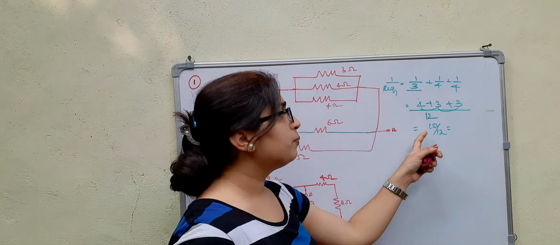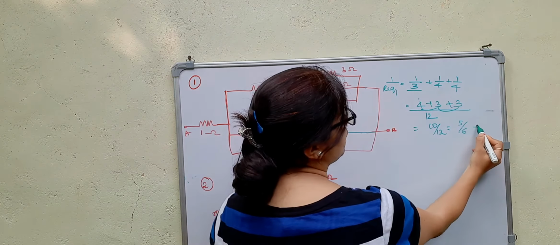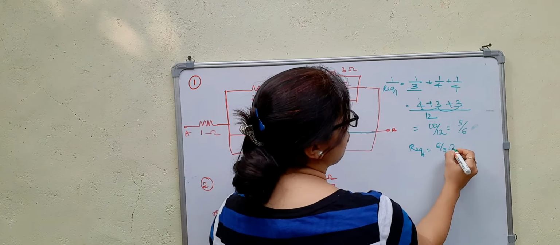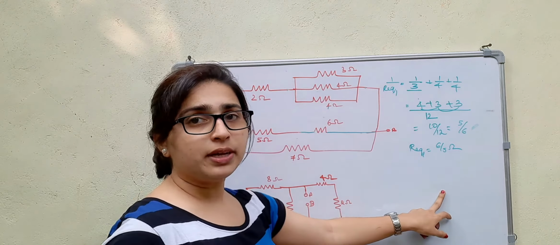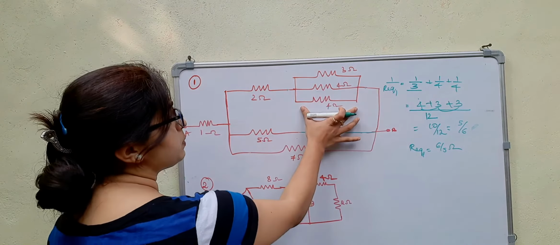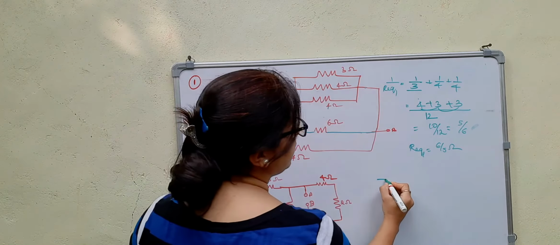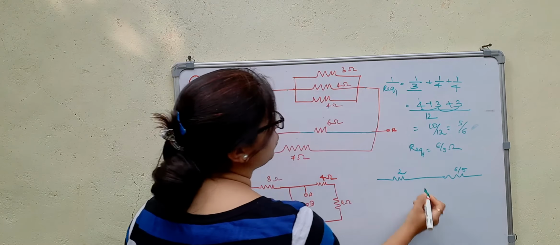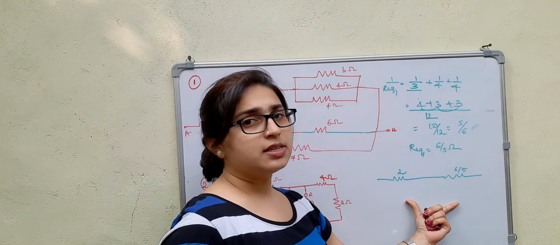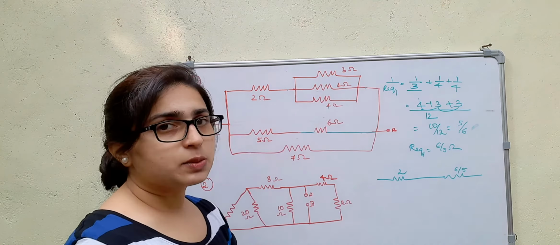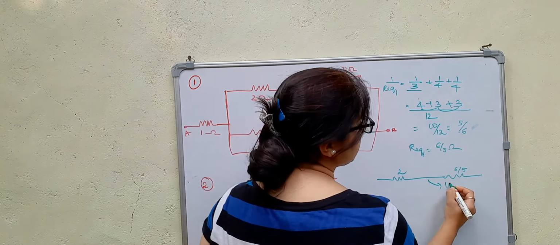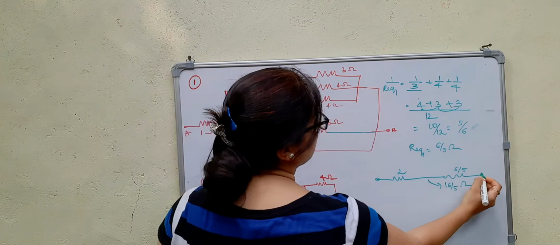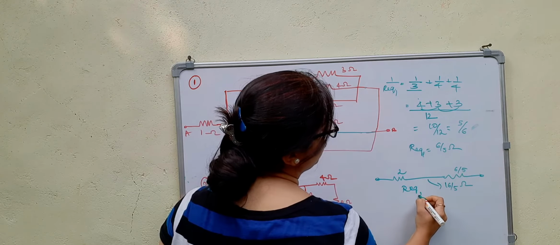So this is nothing but 2 5s are 10, 2 6s are 12. So it is 5 by 6. So R equivalent 1 will be equal to 6 by 5 ohms. Now this can be redrawn like this, right? 6 by 5, and this is 2. That means now these two are in series. So it is 2 plus 6 by 5, that will be equal to 16 by 5. So this will be 16 by 5, which I can consider as R equivalent 2.